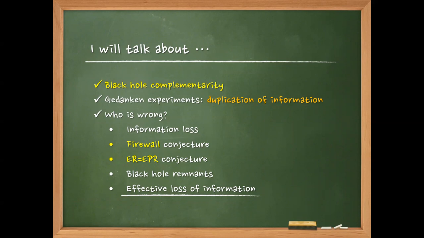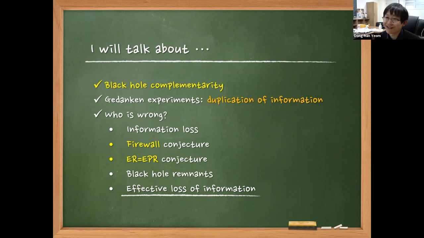Yeah. Okay. So if I say my generic feeling, people think that the semi-classical effects are quite small, so they are not sufficient to cause such a firewall unless we introduce some unknown quantum gravitational effects. But that is just my feeling about that.